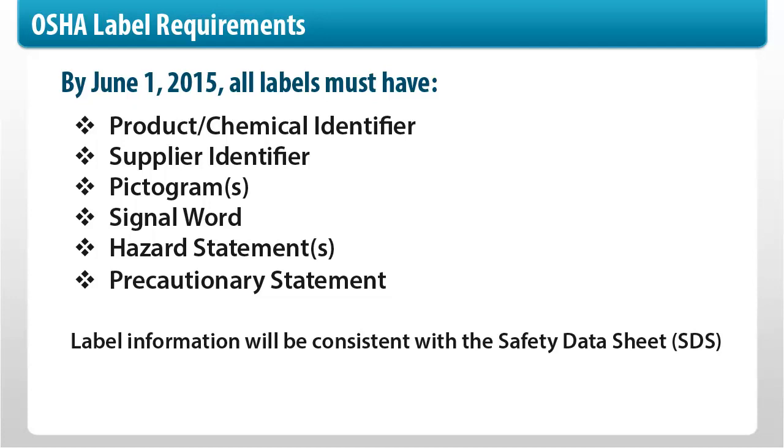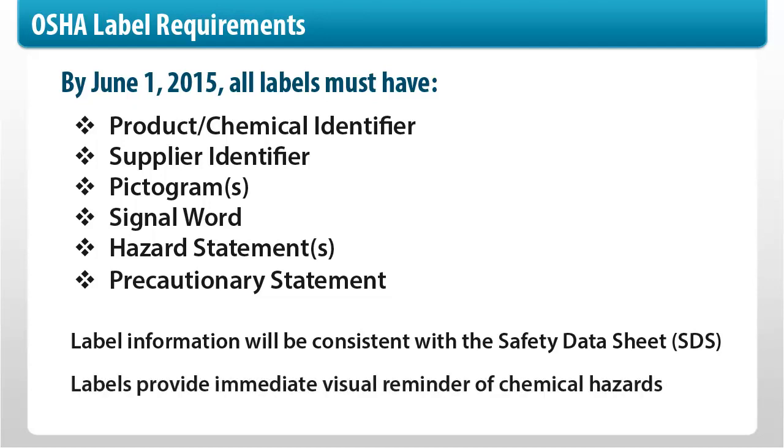It is important that workers understand how to use the label in the workplace. These labels are intended to provide an immediate visual reminder of chemical hazards. Labels make it easier to identify and understand how to properly store hazardous chemicals and how to quickly locate first aid information. Let's take a closer look at a sample chemical label.